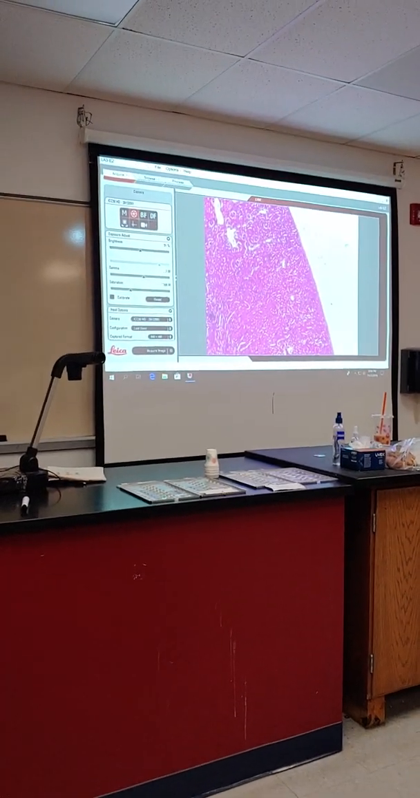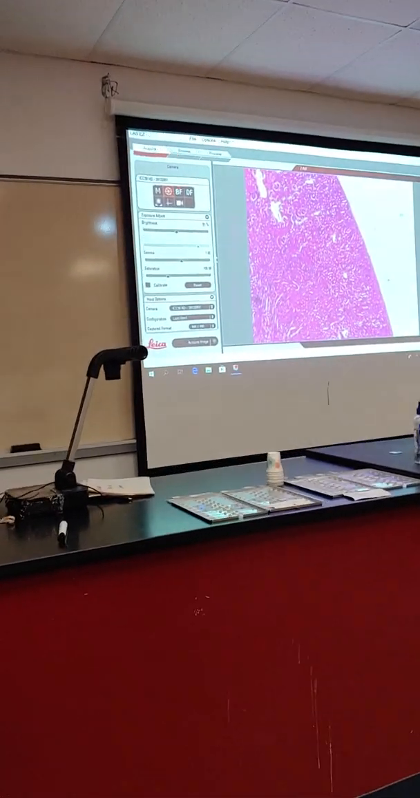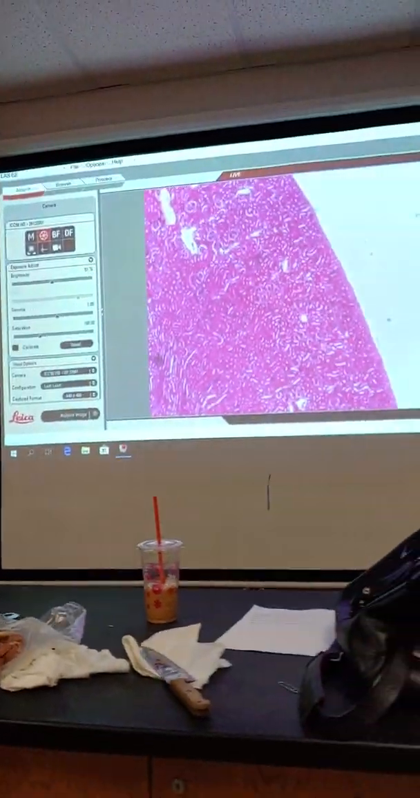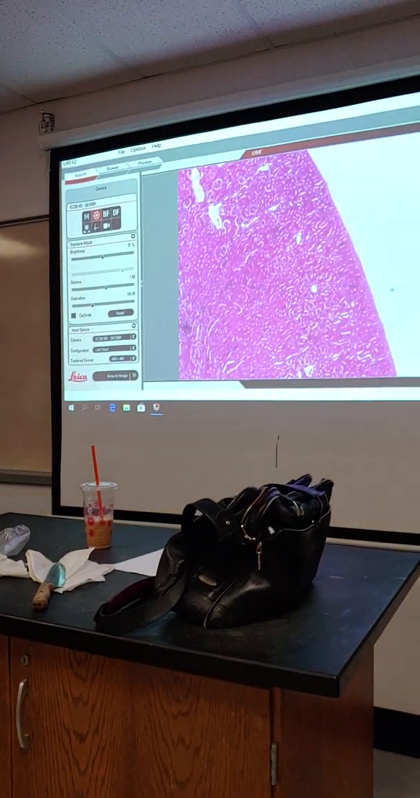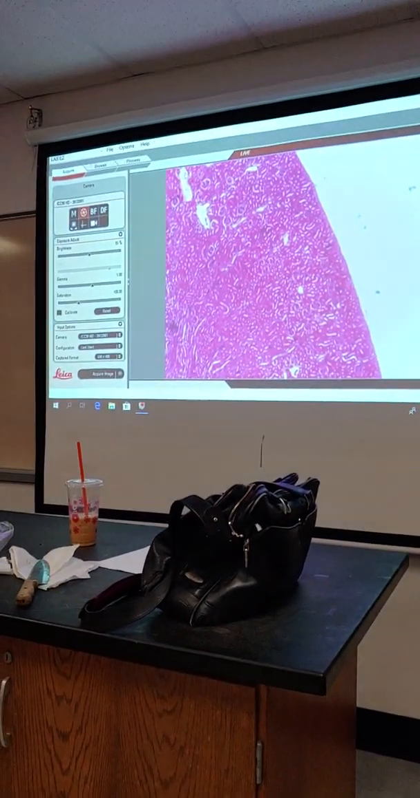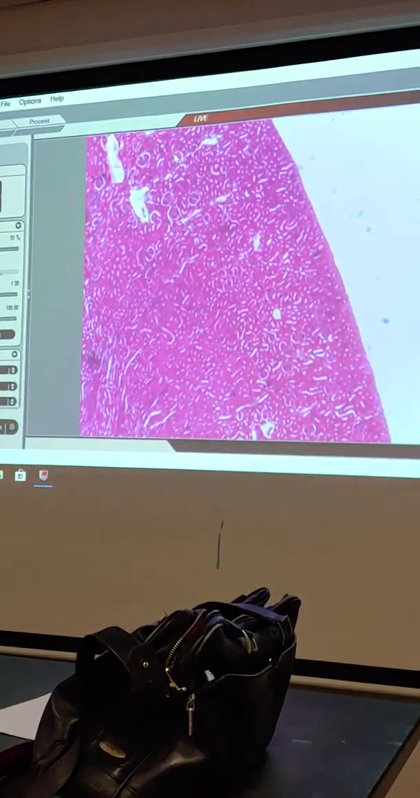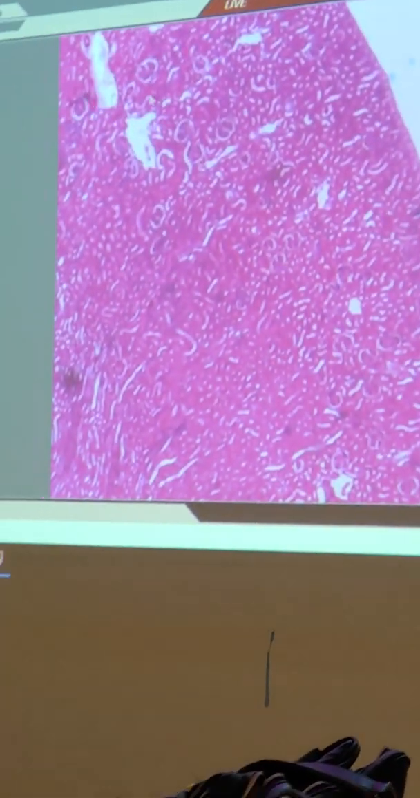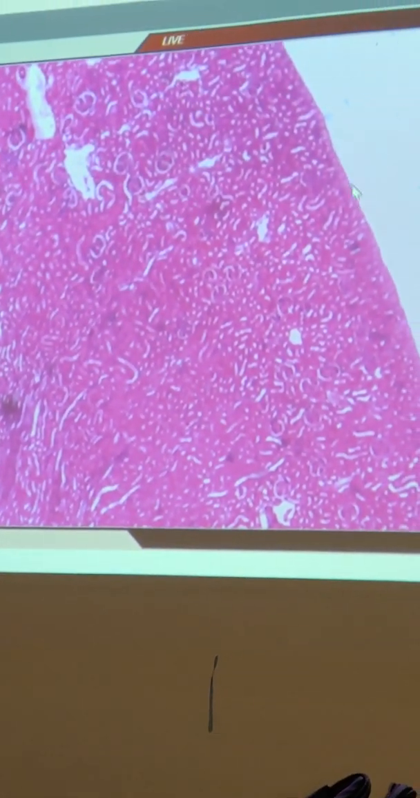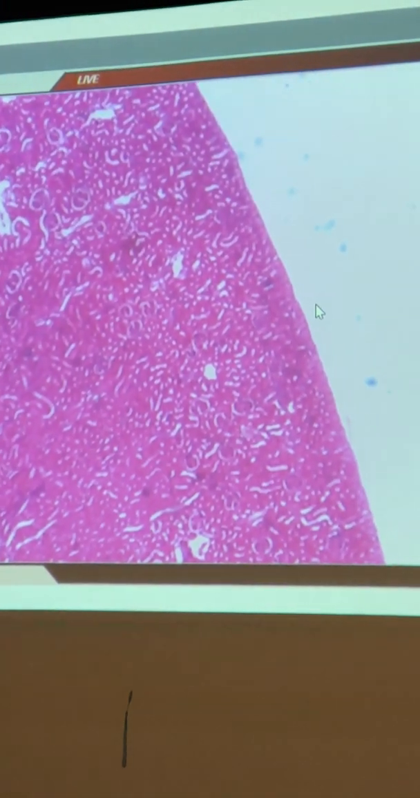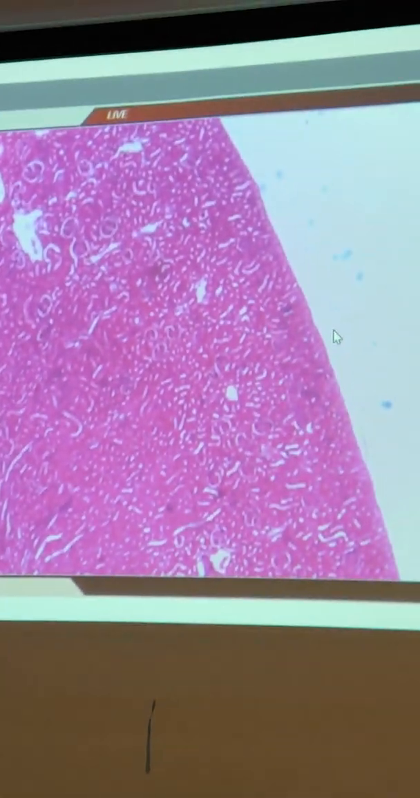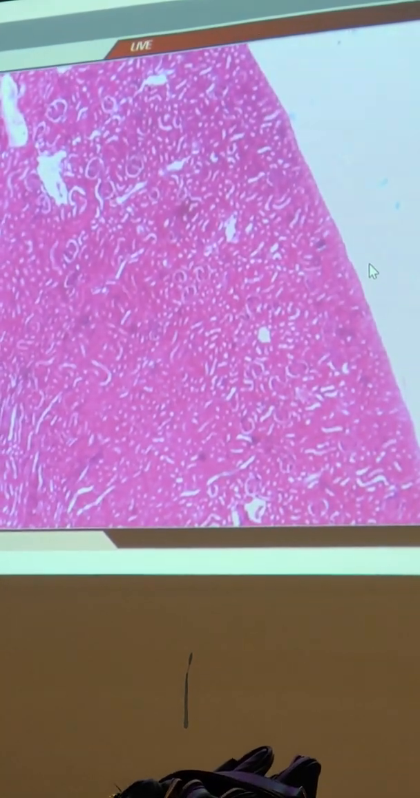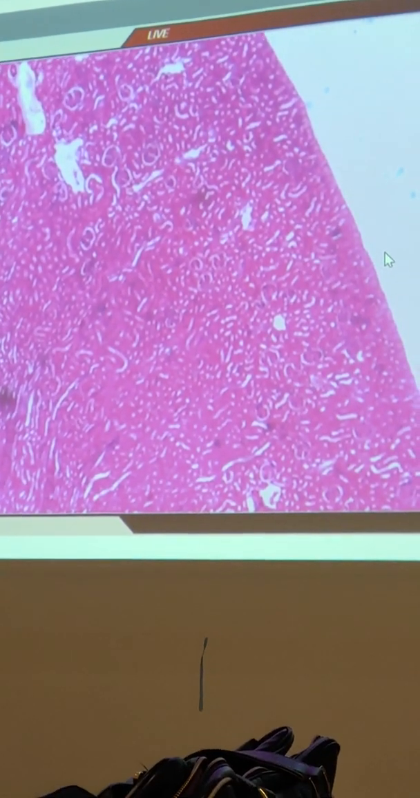It's the cortex, because you only see glomeruli in the cortex. Okay? So, look right up here. See these little balls that you see? Those are glomeruli. See how smooth the outer edge is? That's the capsule. Not Bowman's capsule, it's the capsule of the kidney, the renal capsule.